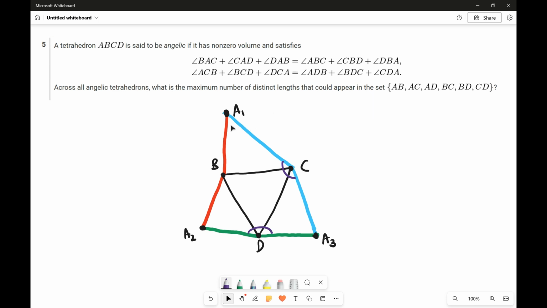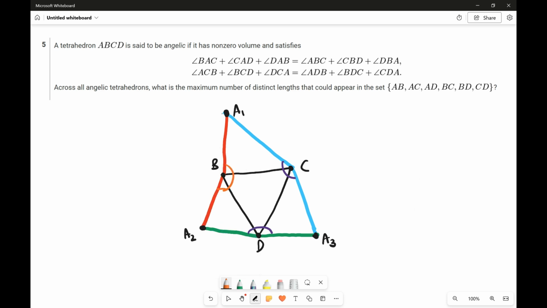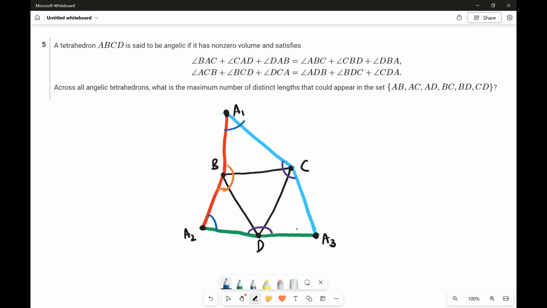So we have that the sum of this angle here plus this angle here plus this angle here is equal to this angle here plus this angle here plus this angle here. So the sum of these angles really calls for us to use some sort of sum of angle identity. And this here is a hexagon, so we can use the sum of the angles in the hexagon. So I'm going to put this angle in here to be orange. And I'm going to put the remaining angles inside blue.